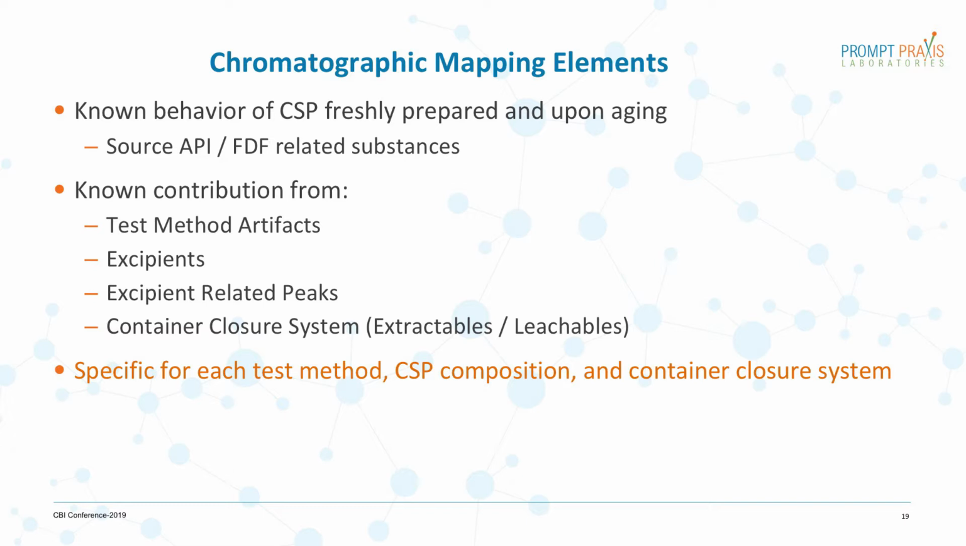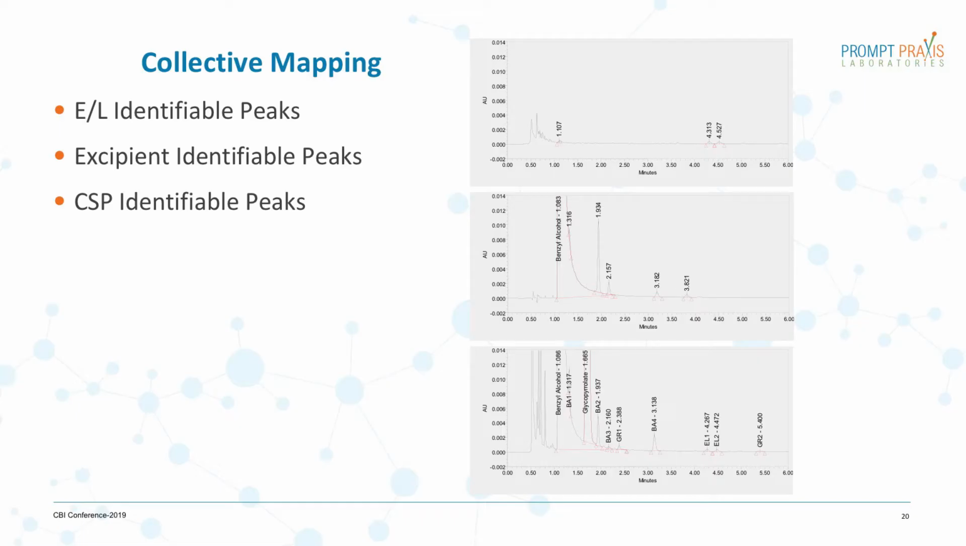So the other issue is that the extractable leachable profile is specific to the container, the CSP solution, and the method that you're running. Every method has a different elution profile for every analyte you're running, and those extractables, leachables will elute in different regions and different methods. So collectively, this is how we pull this together.